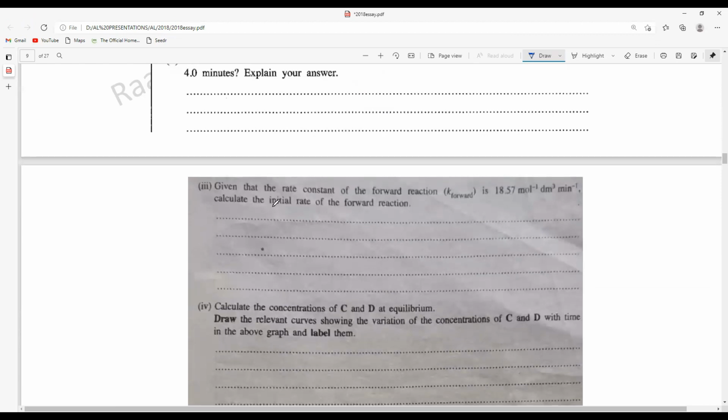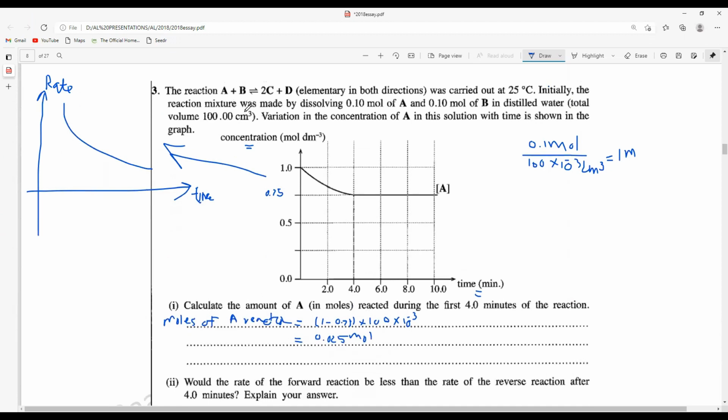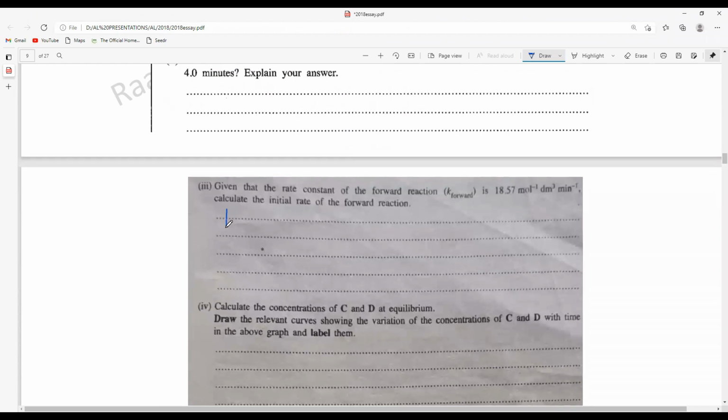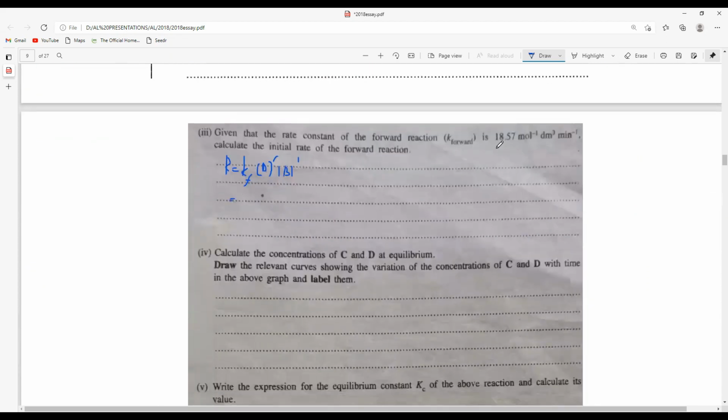Given the rate constant of the forward reaction, Kf, is 18.57, calculate the initial rate of the forward reaction. For this forward reaction, the reactants are A and B. So the rate should be equal to Kf times the concentration of A to the power 1 times the concentration of B to the power 1. Why did I take the orders as 1? Because they have given that this is elementary in both directions, so I can take the stoichiometric coefficients. Then Kf is 18.57; you have to put the units here and multiply by the concentrations of A and B raised to the power 1.